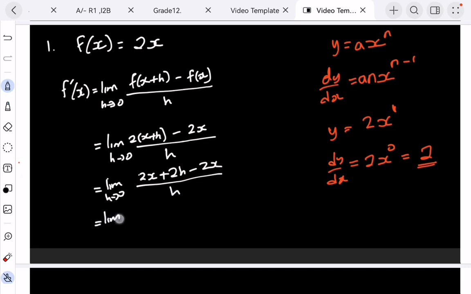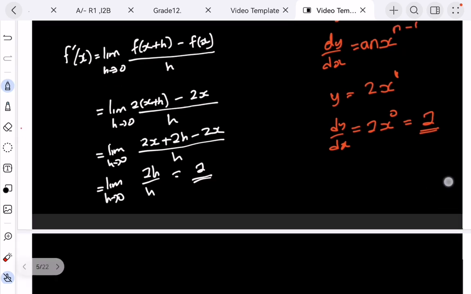So I'm sure when we are here, we can see what happens. 2x and 2x cancel. We are left with 2h over h. So the h and h cancel. We are left with 2. Right, we didn't use the limit. There was no need, right? But when we do other questions, you will see the limit will be used. So we knew the answer is 2, right? And this was easy. So now let's try another question.